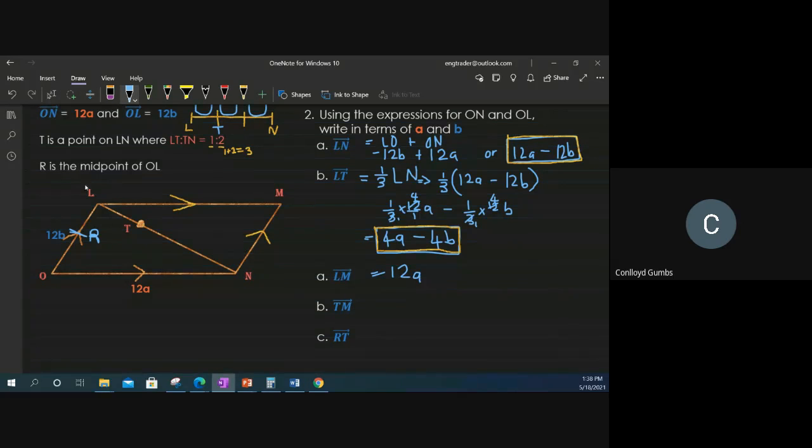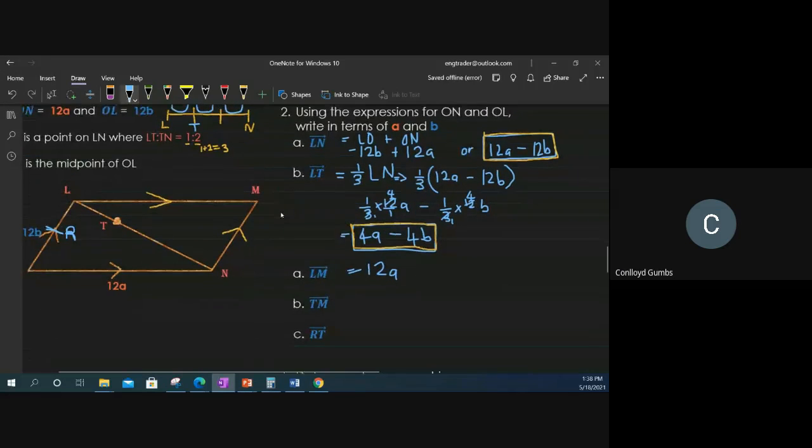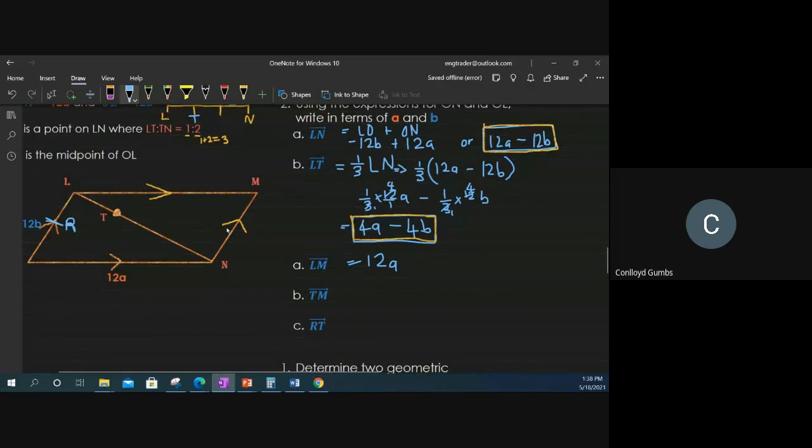All right, so that's the answer for LM, 12A. Now the next thing is saying T to M. We have multiple ways we could do it. You could go T to L, L to O, to N, to M. You could go T to N to M, or T to L, L to N. Remember, when we're doing these kinds of questions, we don't get an award for answering it the hardest way. So we try to answer it with things that we already have and what's easy for us.